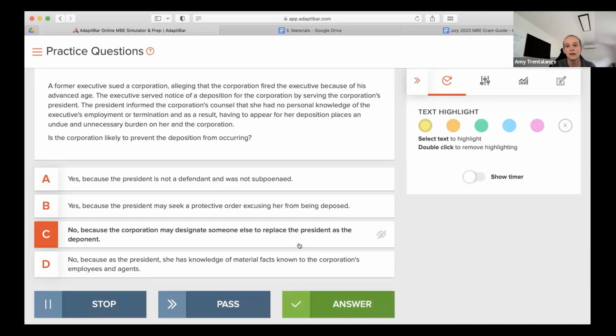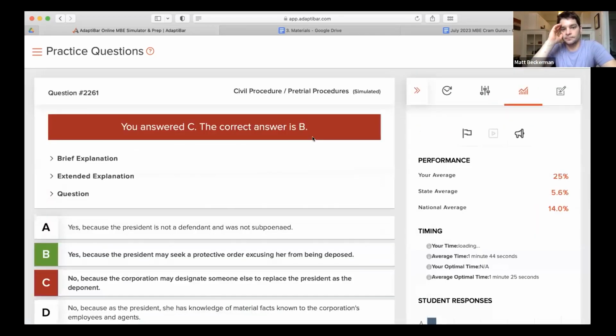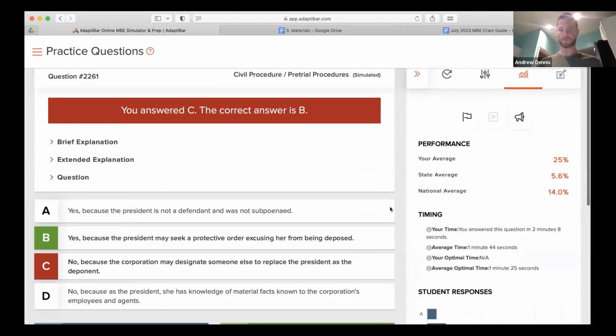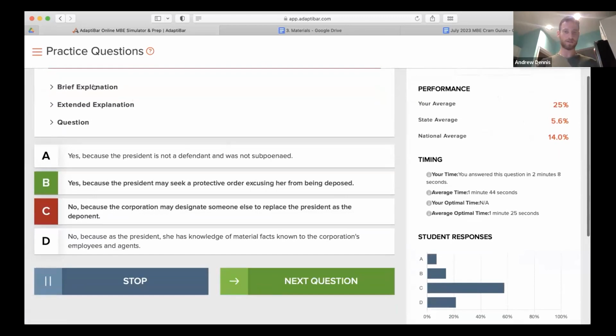Yeah, I like that. You argue with that, Matt? I wasn't really sure, but that sounds right. This is a pretty obscure area. Oh no, we got an answer wrong. My bad. Only 2 people picked the correct answer, that the president may seek a protective order excusing her from being deposed. It's okay. We're gonna learn together.